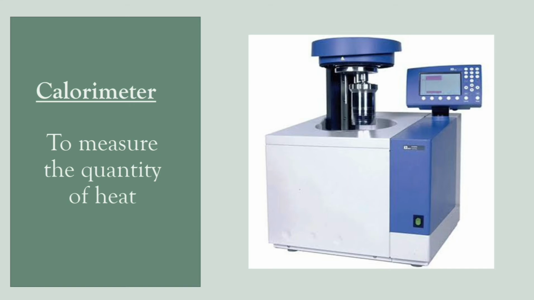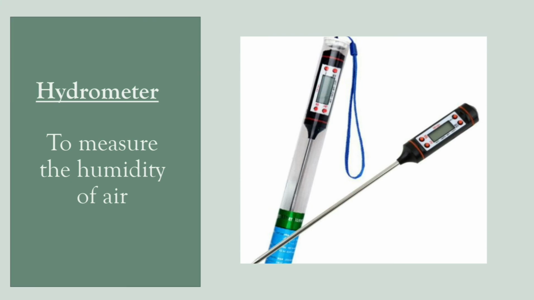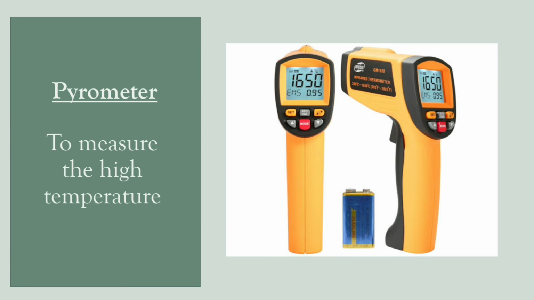Next instrument is anemometer. To measure the speed of wind, we use anemometer. Students, let's move to our next instrument, which is hydrometer. To measure the humidity of air, we use hydrometer. Next instrument is pyrometer. To measure the high temperature, we use pyrometer.